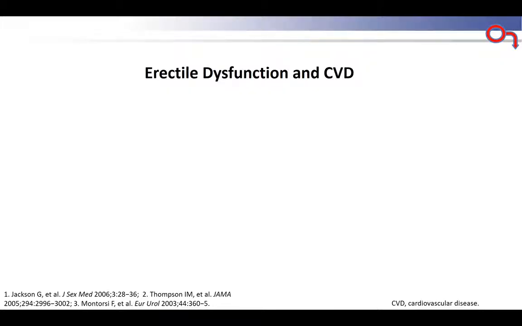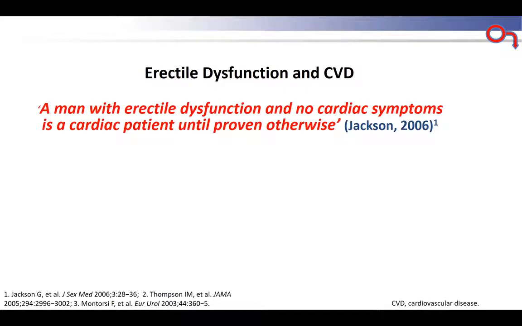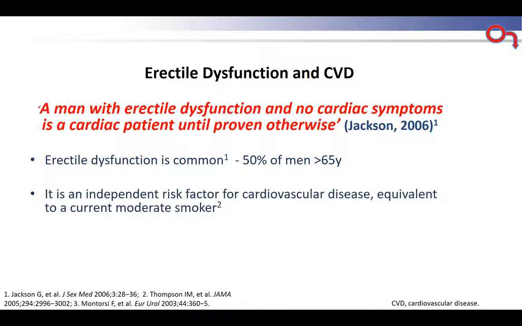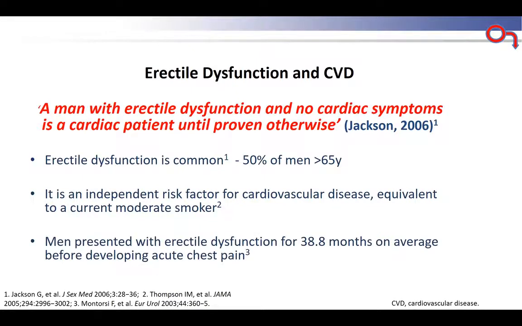Finally, one last bit of peripheral arterial disease, the pudendal vessels coming off the femoral vessels, erectile dysfunction. This is what Jackson said in 2006, and it's absolutely true. About 50% of men over the age of 65 have some form of erectile dysfunction. It's an independent risk factor for cardiovascular disease, and studies have shown that if you present with erectile dysfunction, after about 3 years, you actually will have had a myocardial infarction.